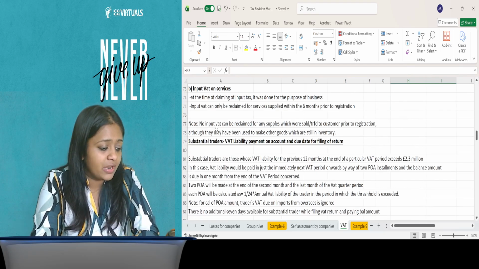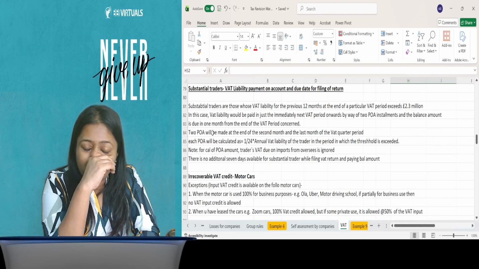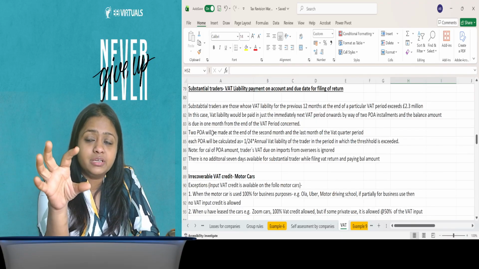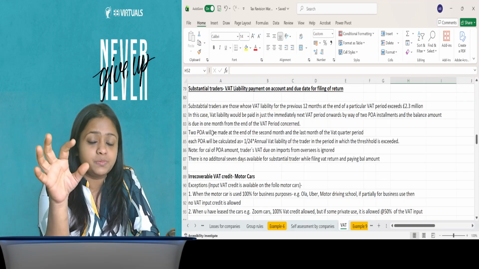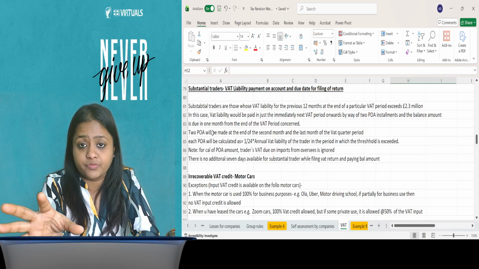So I'll just take one more important point and then we'll discuss the penalties. Okay, that's the change point and we'll do a question also on the same. Now, when it comes to VAT, there is a concept of substantial traders, which is a kind of an administration portion of the VAT.